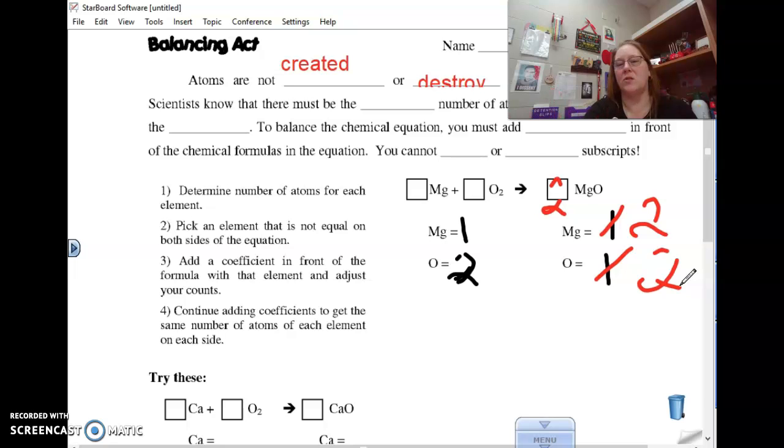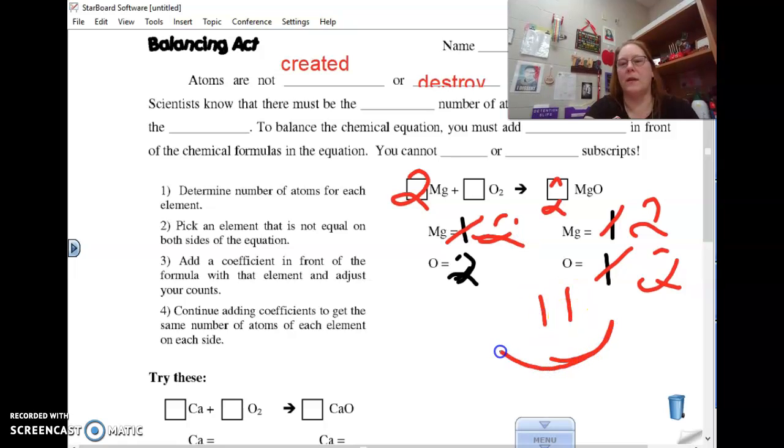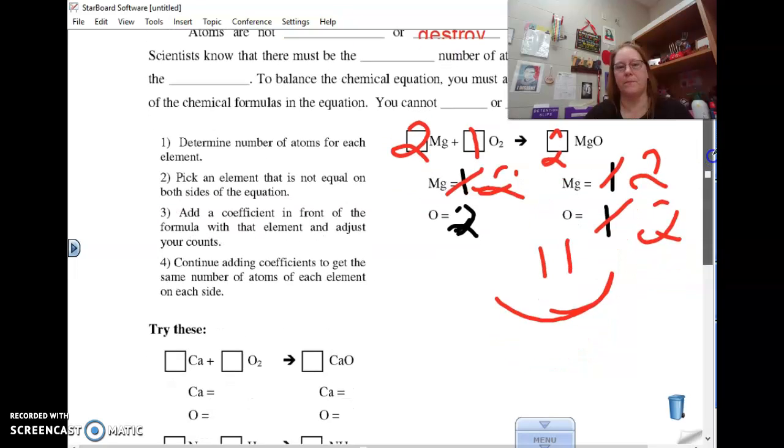Now we have to make sure that the magnesium also balances. There's only 1 on the left side, so if I multiply that one by 2, 2 times 1 is 2. I now have equal numbers of each element. Now, you don't have to, but you can go back and put a 1 right here, and that way you have no empty boxes. Okay, so that is how you balance a chemical reaction: you use coefficients.